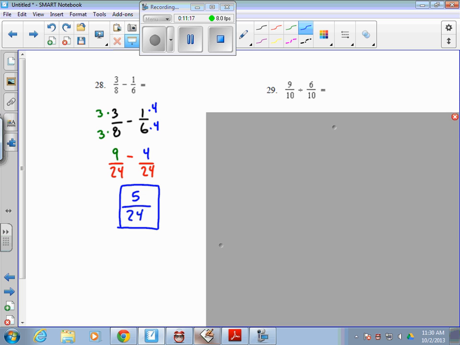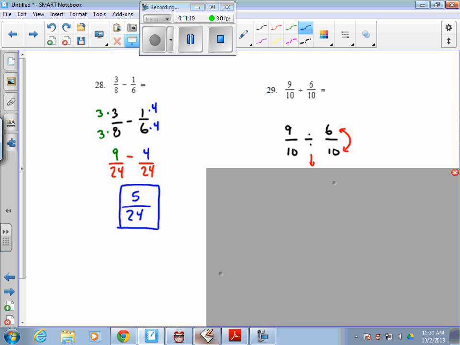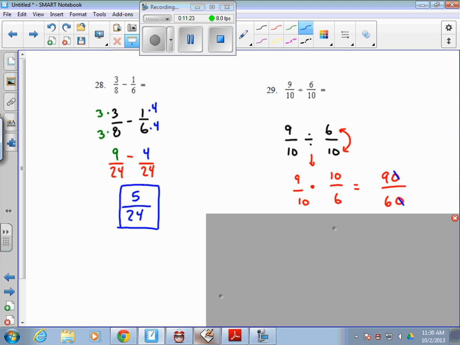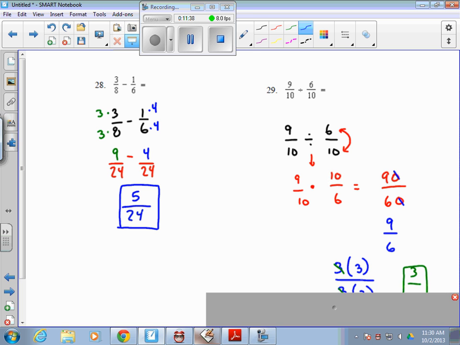9 over 10 divided by 6 over 10. Remember, when you divide fractions, change division into multiplication and use the reciprocal of the second one, or flip it. 6 over 10 becomes 10 over 6. Multiply straight across. 9 times 10 is 90. 10 times 6 is 60. Take out the 0 of each of them, you get 9 over 6. You know the number 3 goes into both of those. 3 times 3 is 9, and 3 times 2 is 6. Leaves you with 3 over 2.